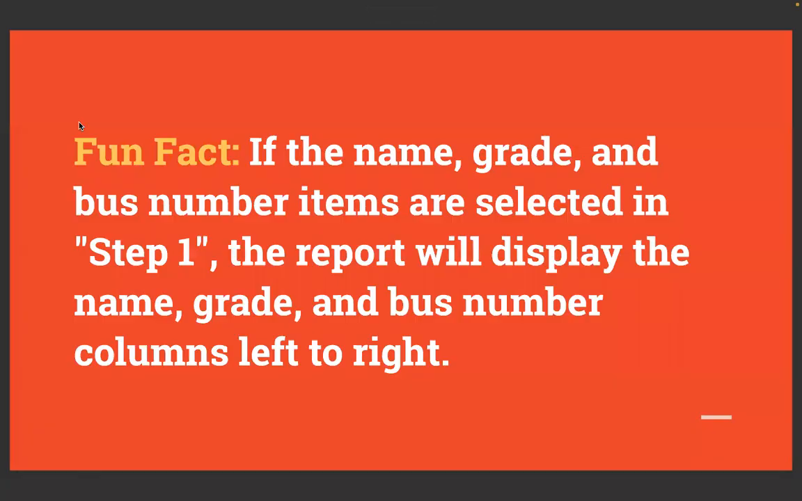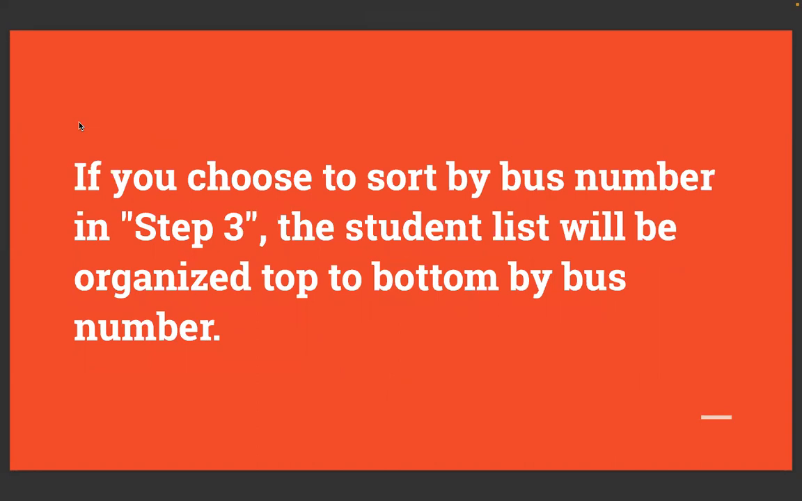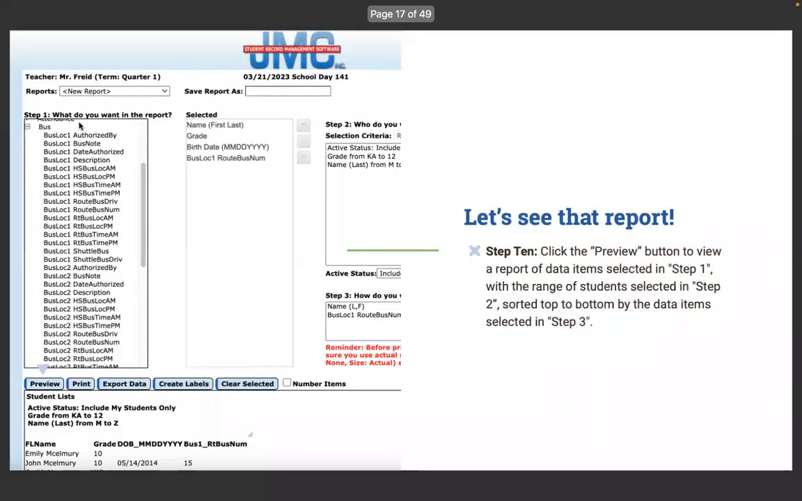Fun fact, if the name, grade, and bus number items are selected in step 1, the report will display the name, grade, and bus number columns left to right. That's just telling you how it's displayed there. If you choose to sort by bus number in step 3, the student list will be organized top to bottom by bus number. So a lot of really flexible items there.